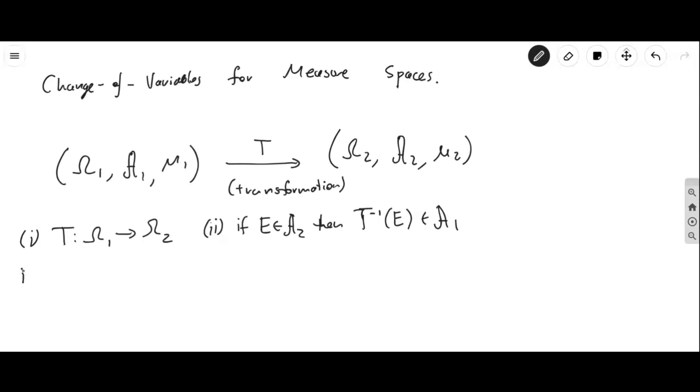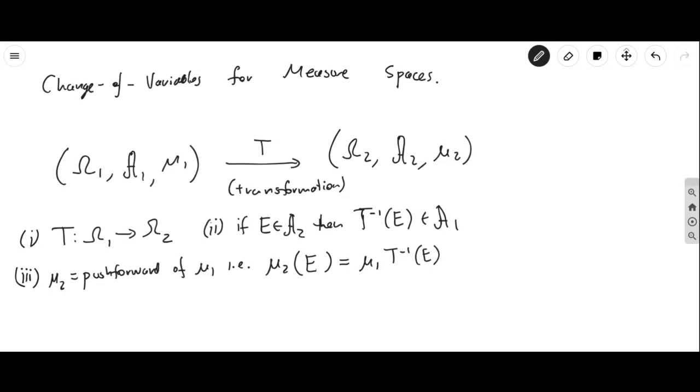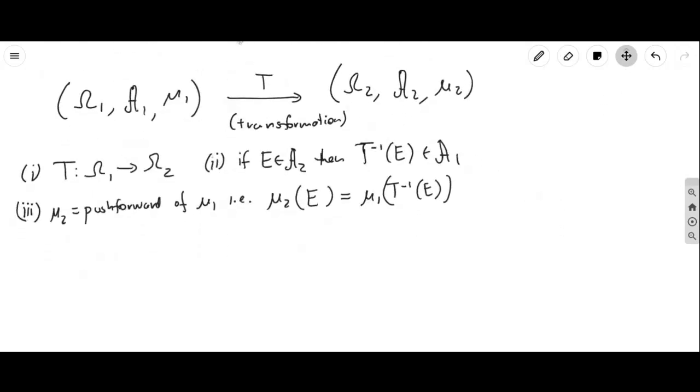And the third one, you want to say that mu2 is the push forward of mu1. In other words, if you want to calculate the probability or the measure, depending how you want to think about it, of some event, that's the same thing as pulling the event back using this transformation, and then using the first measure to calculate the measure of that event. Okay, so this is why we have a transformation. Okay, so this is the setup.